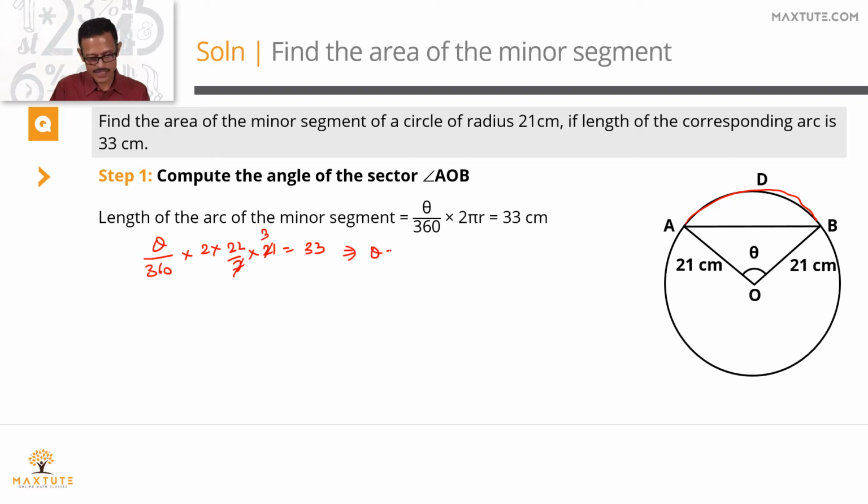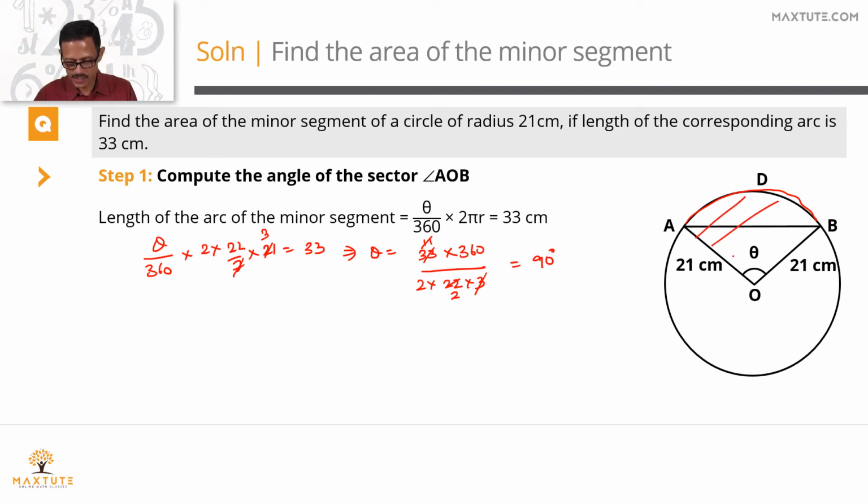So let's compute the value of theta. Theta is equal to 33 times, cross multiply, this 360 divided by, in the denominator, we'll have 2 times 22 times 3. 3 gets cancelled with this 33 to leave us with 11. 11 cancels with this 22 to leave us with a 2. So 360 by 4, 90 degrees is the angle subtended at the center.